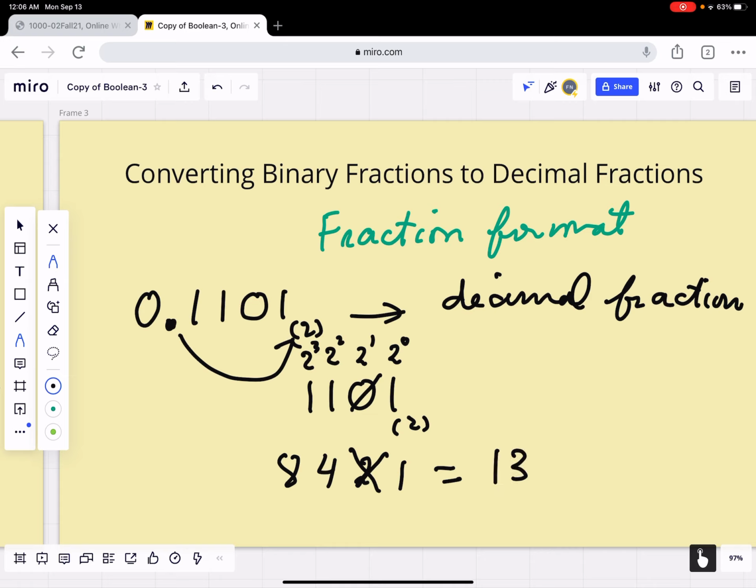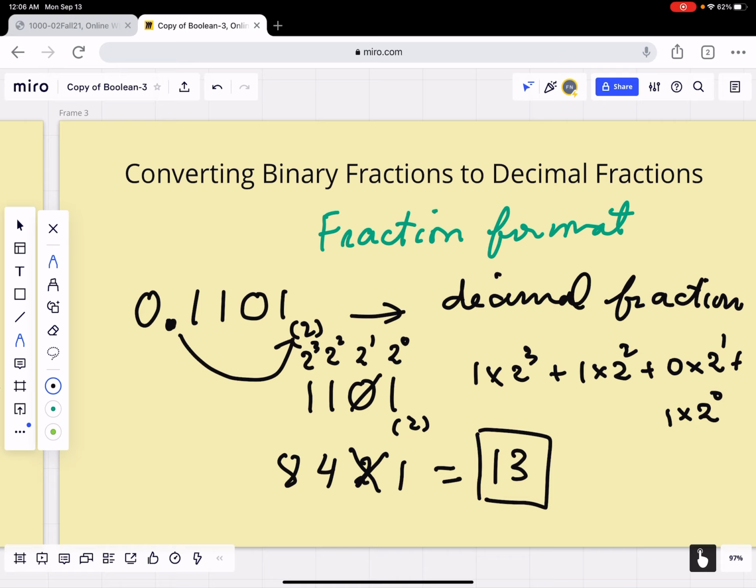If you work it out the long way, you just multiply. You say, 1 multiply 2 to the power of 3 plus 1 multiply 2 to the power of 2 plus 0 multiplied by 2 to the power of 1 plus 1 multiply 2 to the power of 0, and so on and so forth. And you add all together, you got 13.